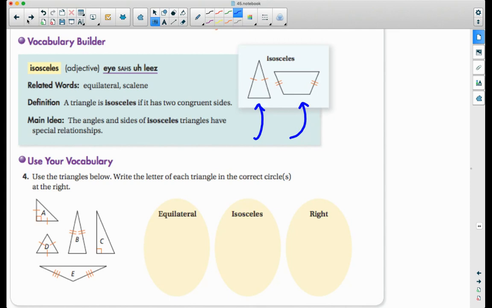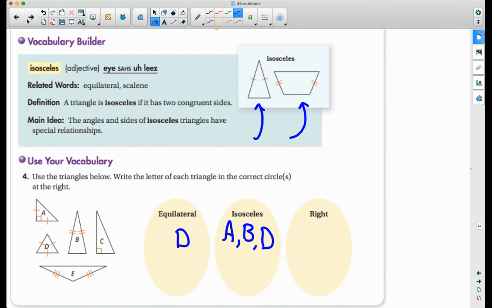Use the triangle below. Write a letter in each triangle in the correct circle at the right. All right, which one of these looks equilateral? That's going to be D. Which one are isosceles? So isosceles means they have two congruent sides. All right, well, A does, B does, D does. It has two. Just so happens it also has three, but it has two.